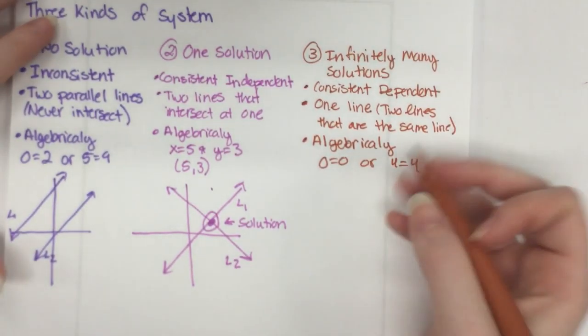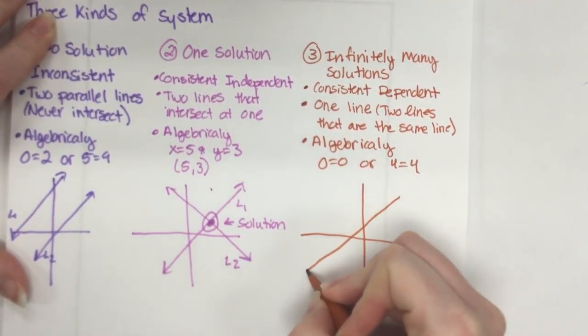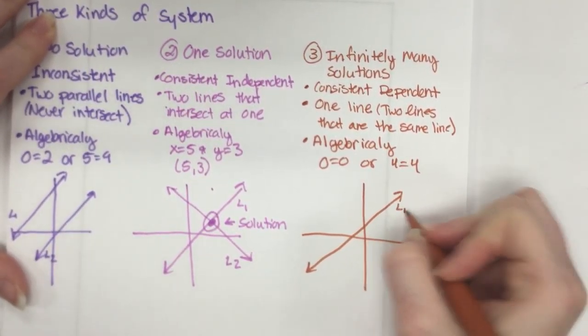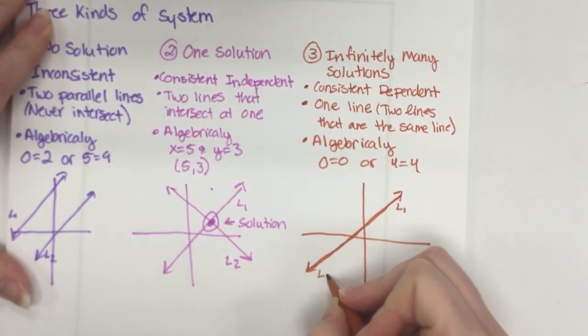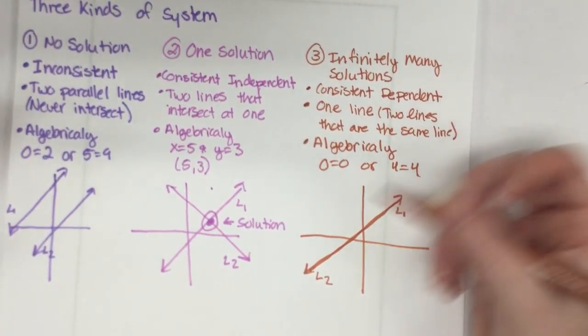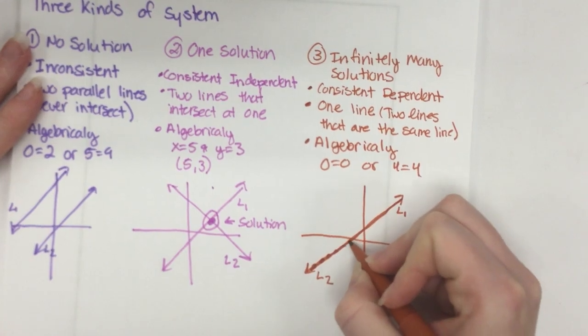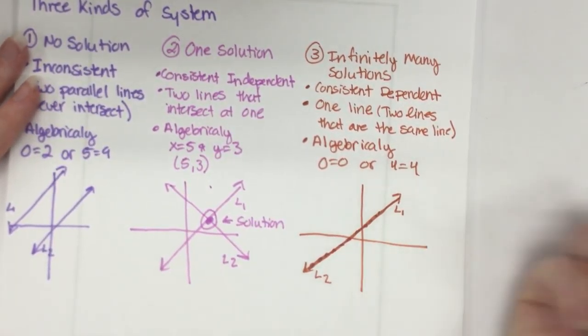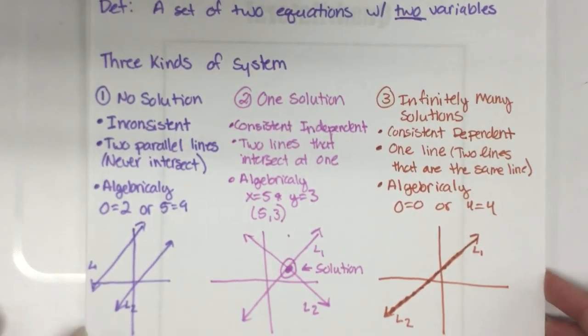All right, and so on the graph, what this would look like is you'd have this line right here, and we call it line one. And then we graph this line again, and we call it line two. All right, so that's how infinitely many looks. It's the same line, and it's because they are intersecting at every single point on their line. So there's infinitely many points on a line. All right, so these are three kinds of systems.